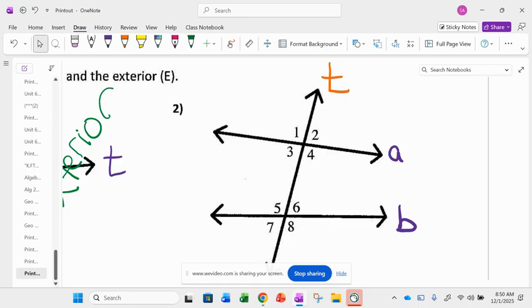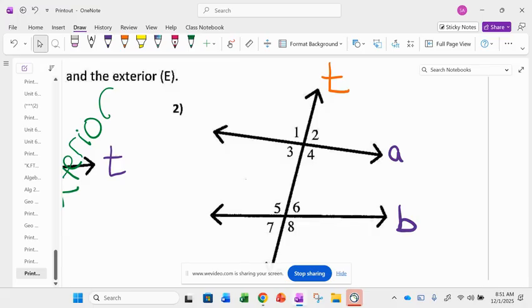Do you see how angle 3 is sitting below line A, but to the left of the transversal? And angle 7 is sitting below line B, but to the left of the transversal. So they're basically sitting in the same spot, but on different lines. Does that make sense? That's corresponding, meaning they're matching up their spots. So 3 and 7 are corresponding angles.